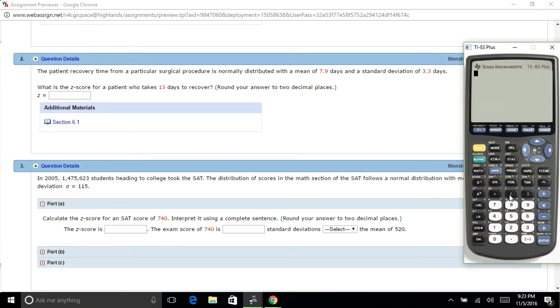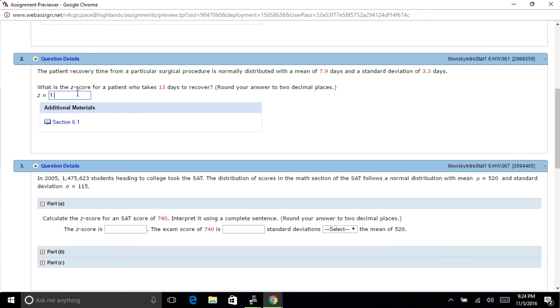So what I need to do is take my data value, which is 13, subtract 7.9, close the bracket, and then divide by the standard deviation. That's the z-score formula. If you go look in the notes, the PowerPoints, and the videos, that's what it is. So again, I've got data value minus the mean divided by the standard deviation. The reason I put these brackets is if I don't, with the order of operations, it's not going to give me the correct answer. So if I hit enter, I get 1.5454. So I'm going to round up and do 1.55.